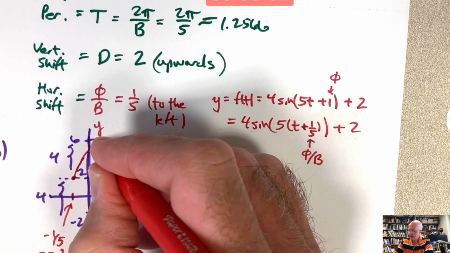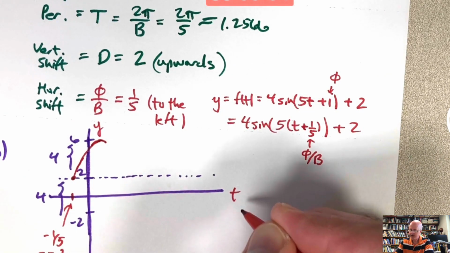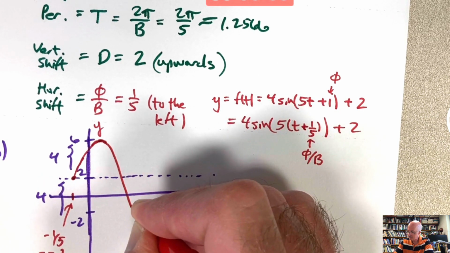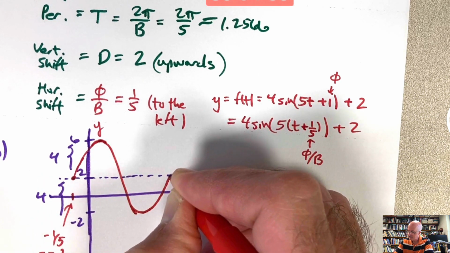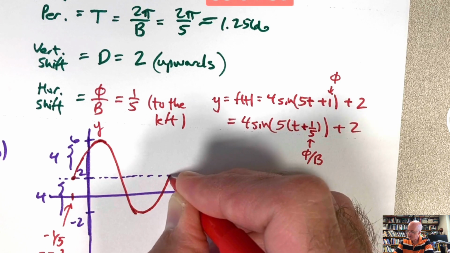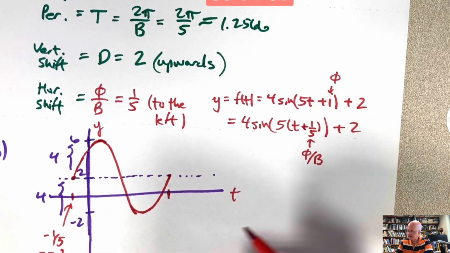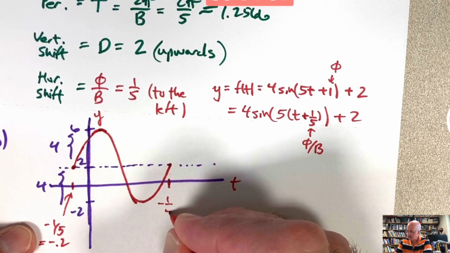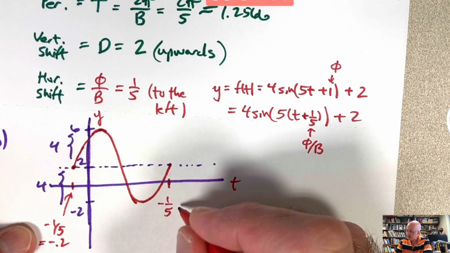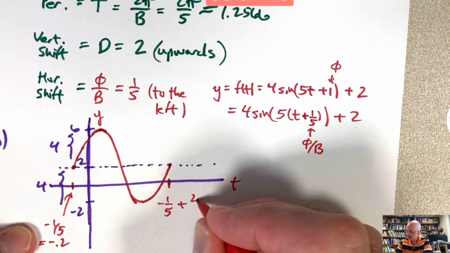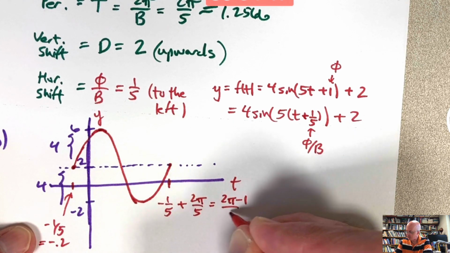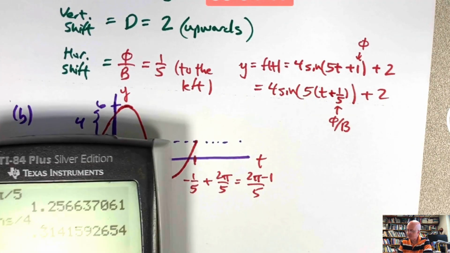It's going to go back up and reach a maximum at a slightly positive t value before coming back down to the minimum of negative 2 before coming back to the place it started with the same slope right there, and this is going to be negative 1/5 plus the period, which is 2 pi over 5. 2 pi minus 1 over 5, let's approximate that.